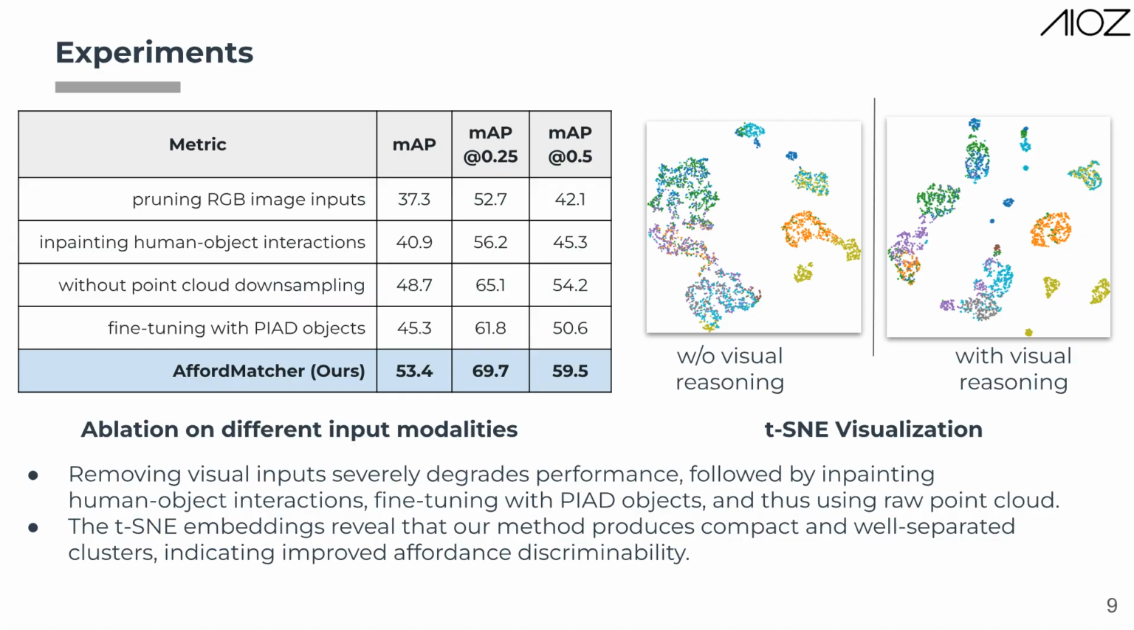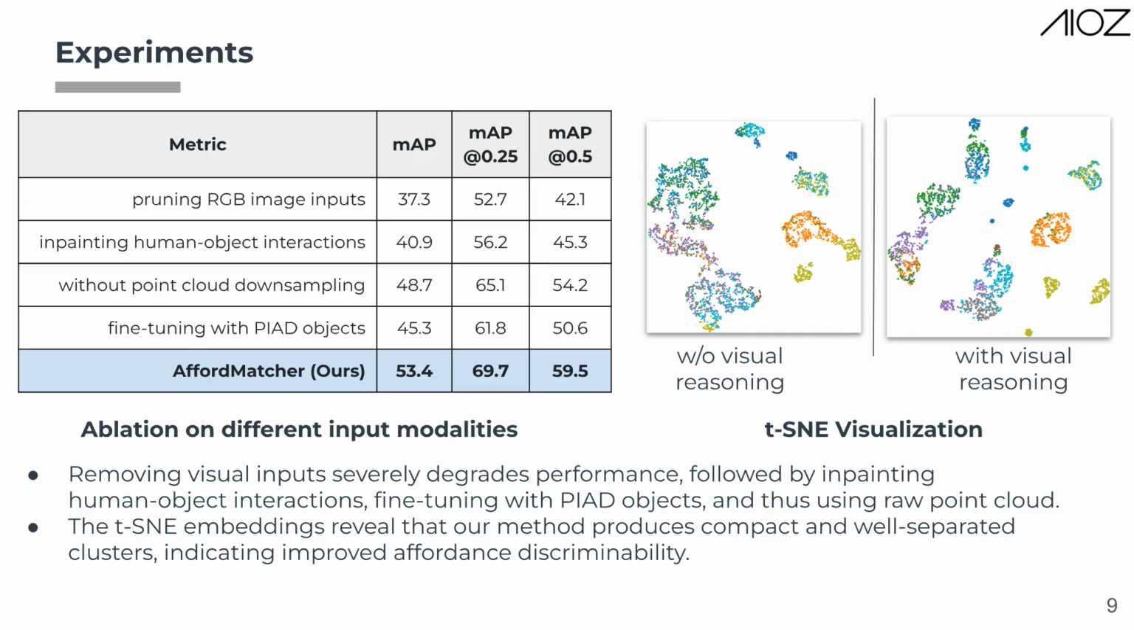Now let's move to the ablation study. The table below analyzes the performance of our AffordMatcher when inputs are changed or omitted. Results show that removing the 2D branch, only using raw point clouds, or fine-tuning on the object-centric PIAD dataset all lead to notable performance drops, indicating the necessity of the visual signifier in the AffordMatcher task.